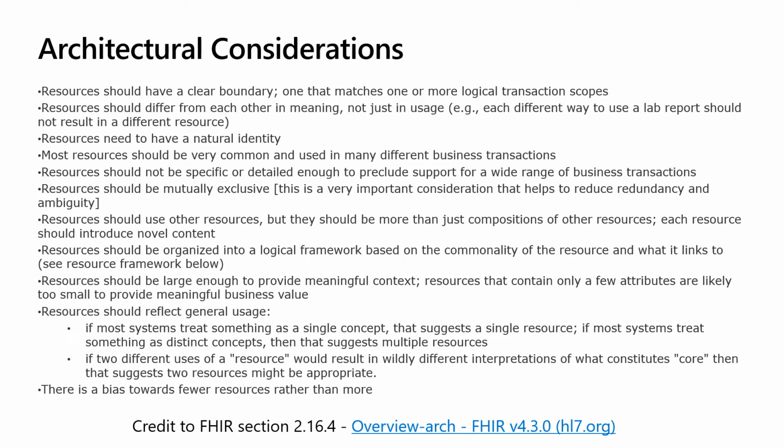Specifically, the bullets here, we see resources. They should have a clear boundary. We want to ensure that as we look to break them apart, they are clear. We reduce our dependencies. We know they have a specific intent in what they do. They need to have, and that leads right into the third bullet, a natural identity. They should be able to be used across different business transactions. Very common, as the fourth one mentions.